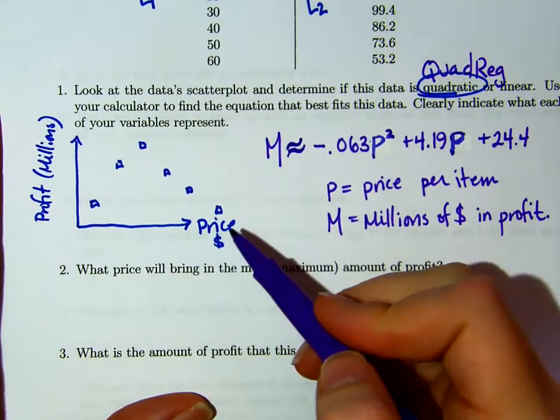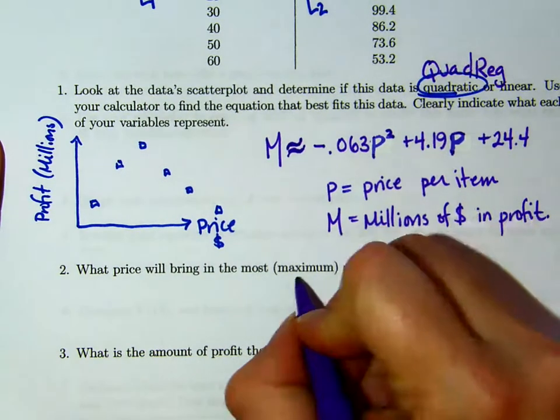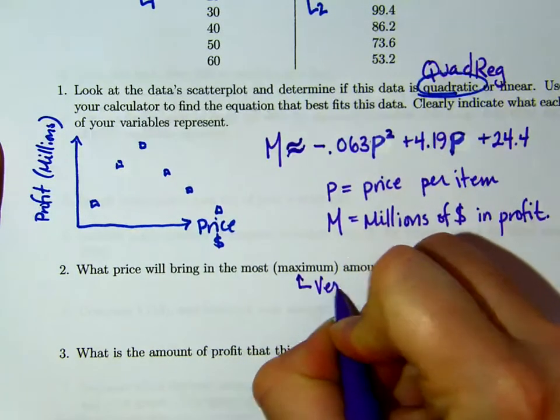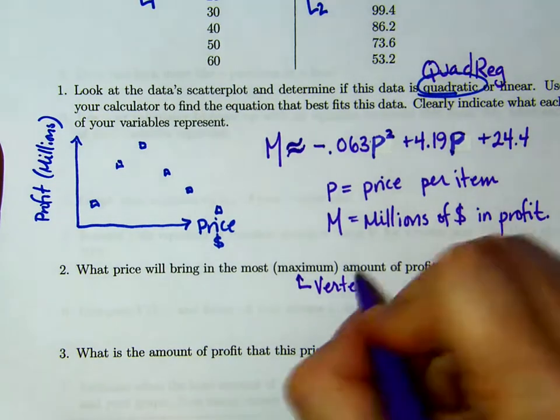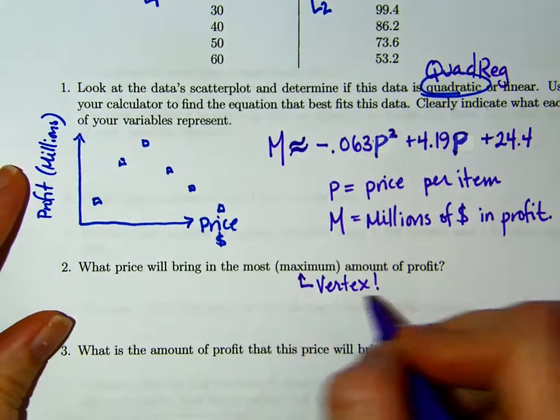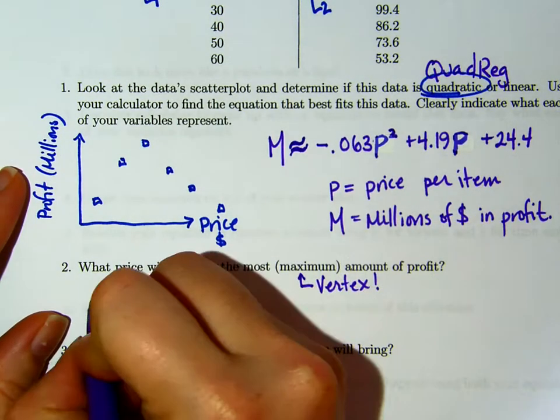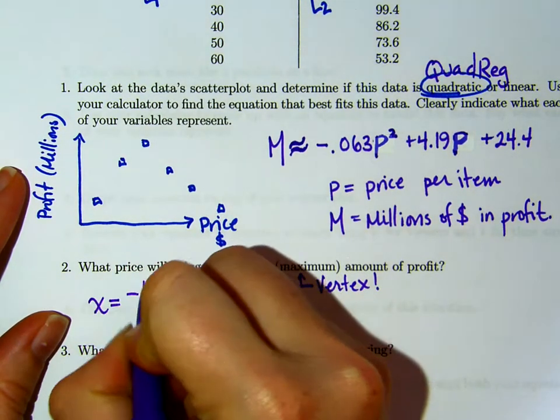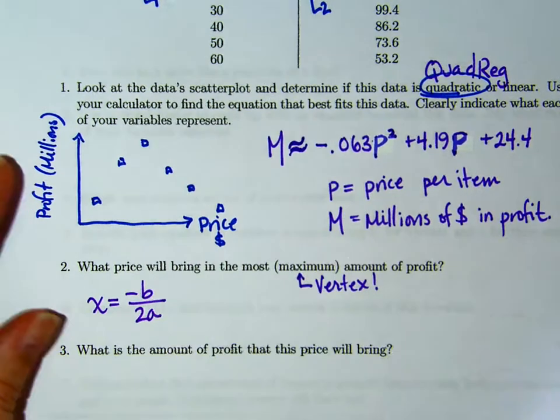Then it has a vertex. That's the peak, maximum. Vertex. Okay, so the vertex would be, what is our formula? The formula is x equals the opposite of b over double the a.